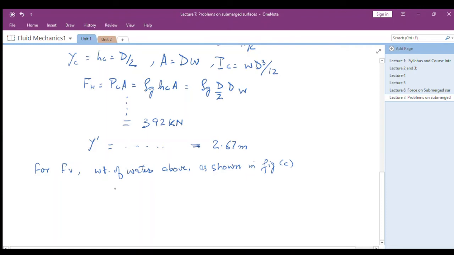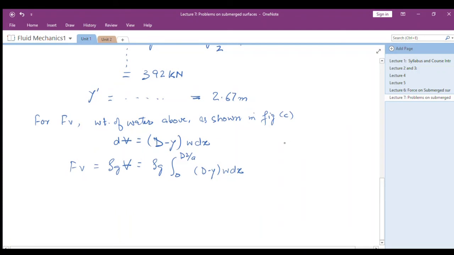So my differential volume dV for this case is going to be (D minus y) W dx. So my overall vertical force, which is equal to rho g times V, is going to be equal to rho g times the integral from 0 to D squared by A of (D minus y) W dx.